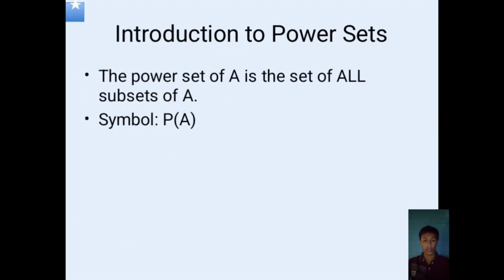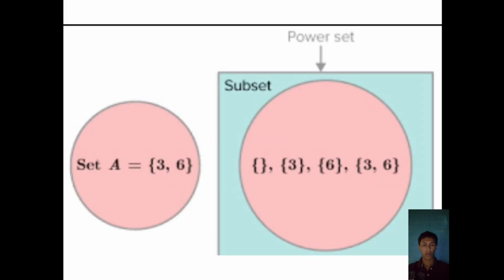So the power set of A is the set of all subsets of A. So the symbol of power set is P of A. So look at this presentation. So if you observe, we have a given set which is set A. Ang set A na siya yung mga elements duha ka buok, which is 3 and 6.